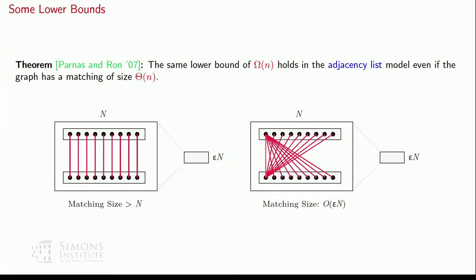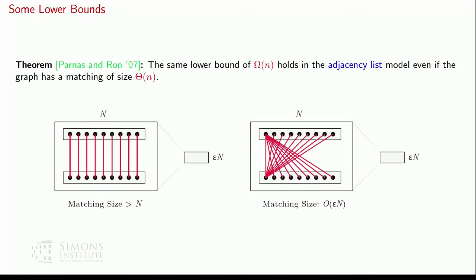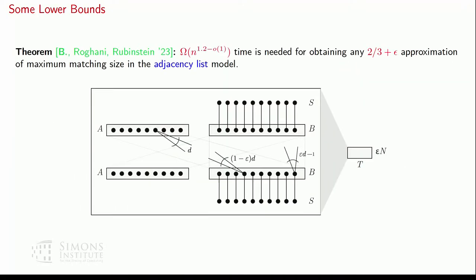Okay. Cool. Any questions so far? So this linear in n lower bound was all we knew up until very recently. This year, with Mohammed sitting there and Aviad, we were able to show that if the goal is to obtain a sufficiently large approximation of maximum matching, namely a slightly better than two-thirds approximation, then you're going to have to spend super linear in the number of vertices time. Specifically, we showed that you're going to have to spend n to the 1.2 time at least if you want to provide an estimation of the size of the maximum matching that gives a better than two-thirds approximation.